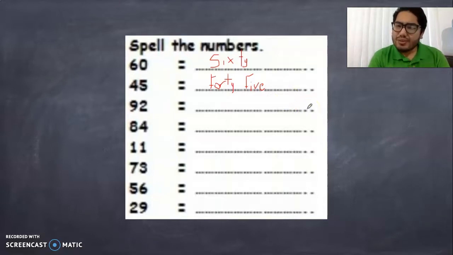The 9 and 2. 9 and 2. Is it 29? No, 29 is not 9 and 2. 19? No. It's 92. You were right, 92. The next one, let's do it. 8 and a 4. 8, 4. 18, 4? No. 84. Yeah, you were right.